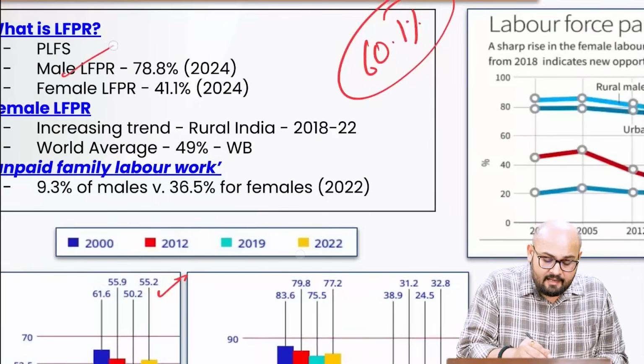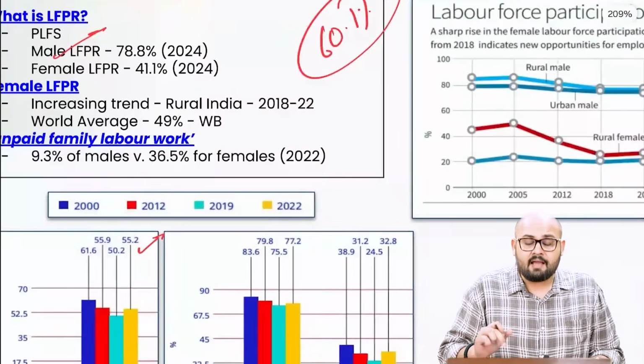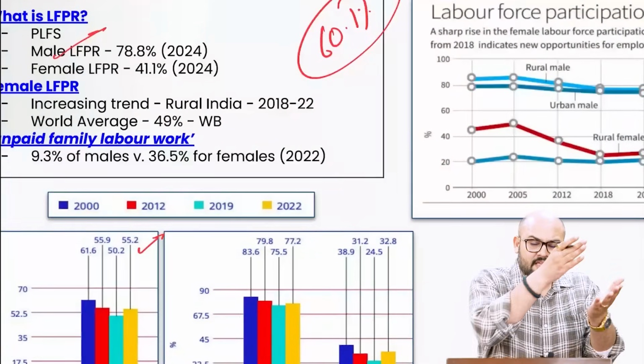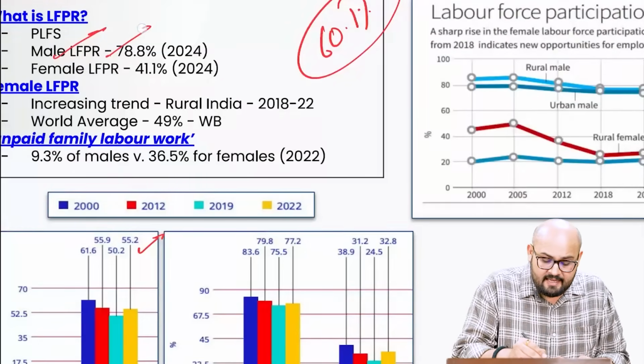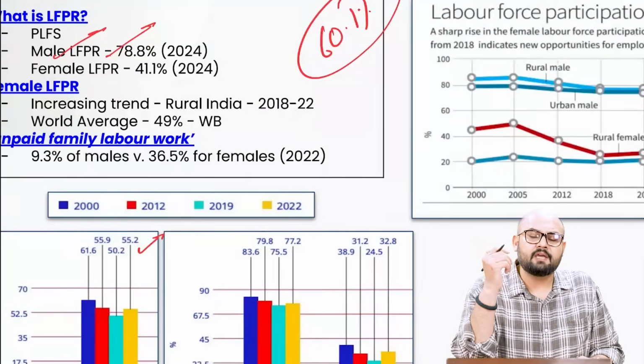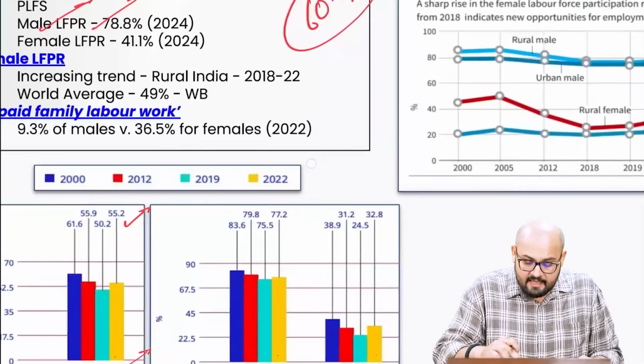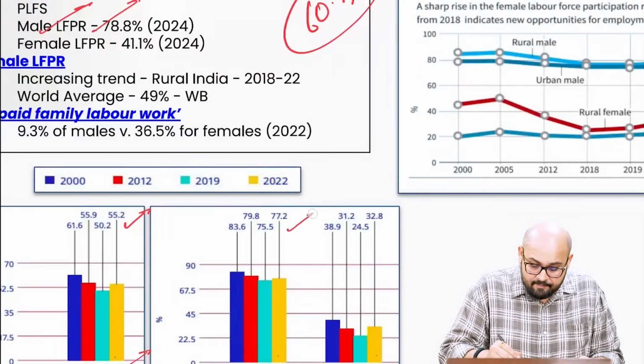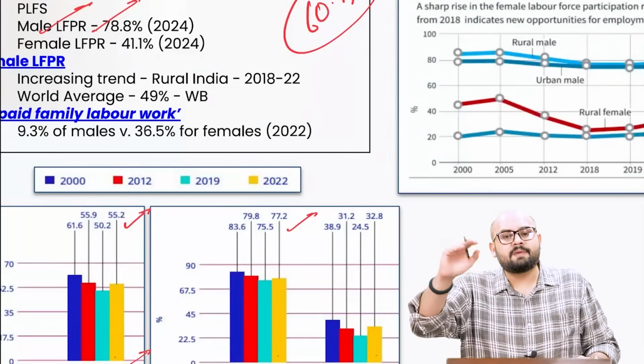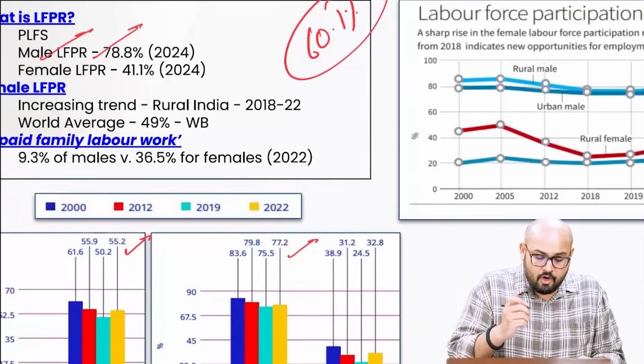Let's talk about the male labor force participation rate. Again, when we talk about the gender aspect, it is 78.8% with respect to the year 2024. When we talk about the year 2022, look at this. It was 77.2. There has been an increase. Good news.